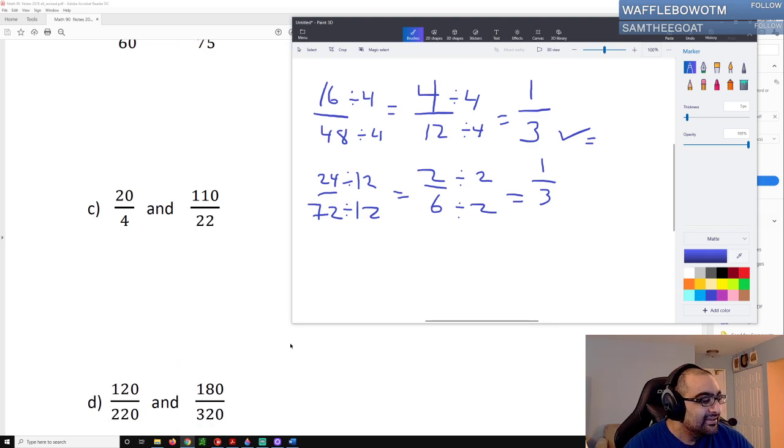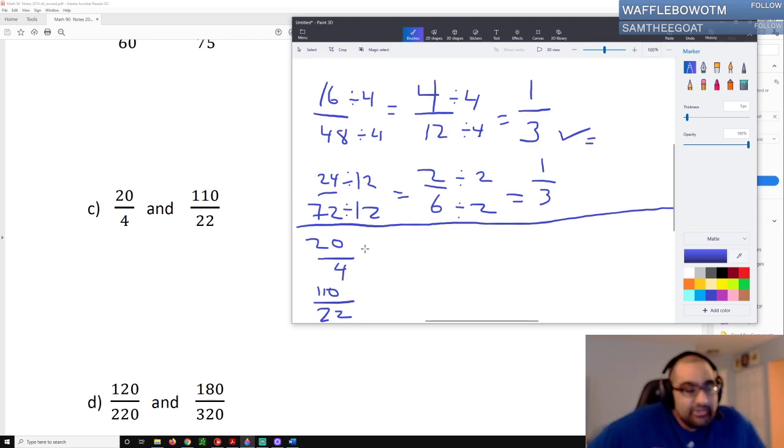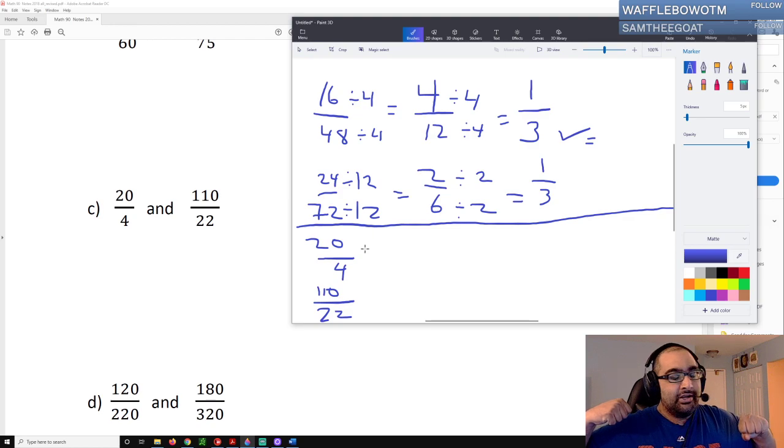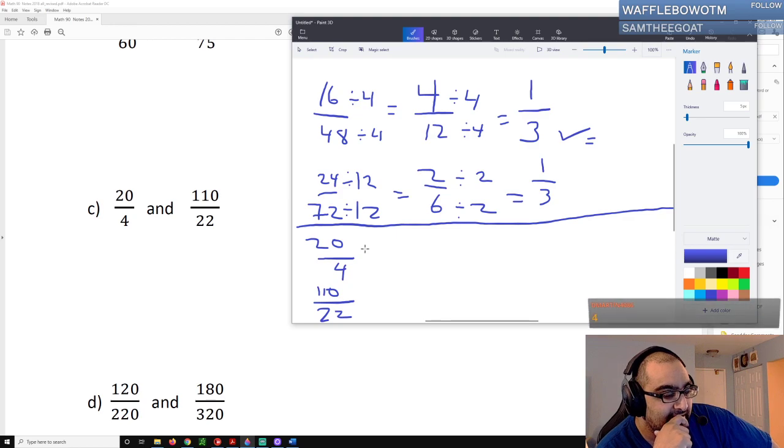Okay. Let's do one more problem here from this section. Then we'll move forward. So let's do this other one. We're going to have 20 over 4 and 110 over 22. So we have 20 over 4 here. What can we divide by in this case to reduce the fraction?